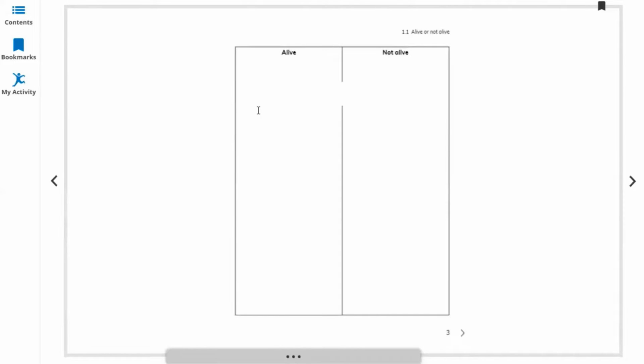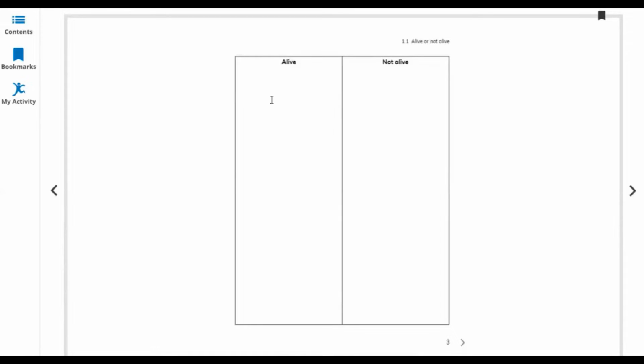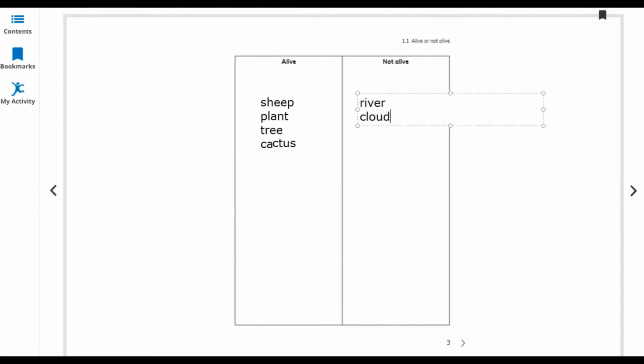For alive or living things, we have sheep, and after this we have the pictures of the plant, tree, and cactus. And after this, on the other side, non-living, not alive, we have river, cloud, after this matchstick or match, and clock. So these are non-living. So whether you want to draw or write, both are correct.